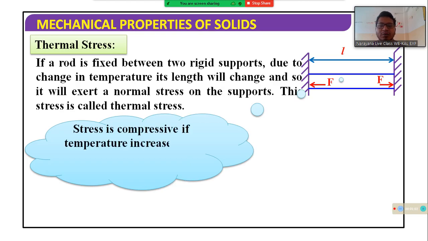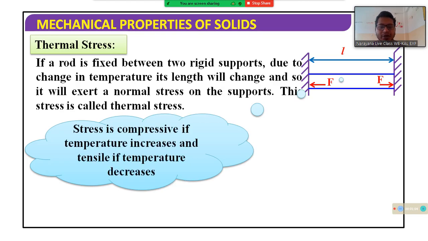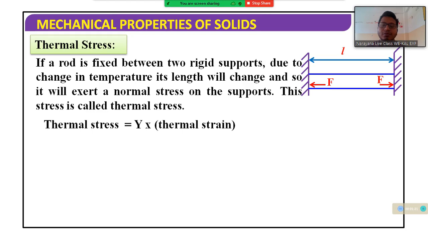This stress is compressive if the temperature increases, and tensile if the temperature decreases. Now, what is thermal stress?